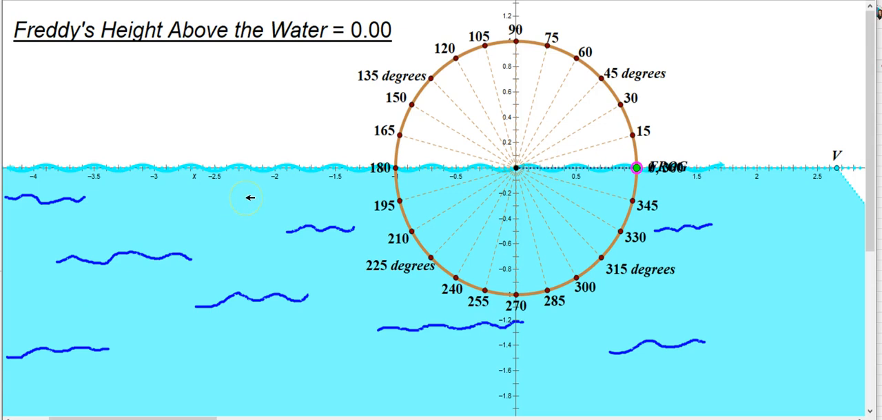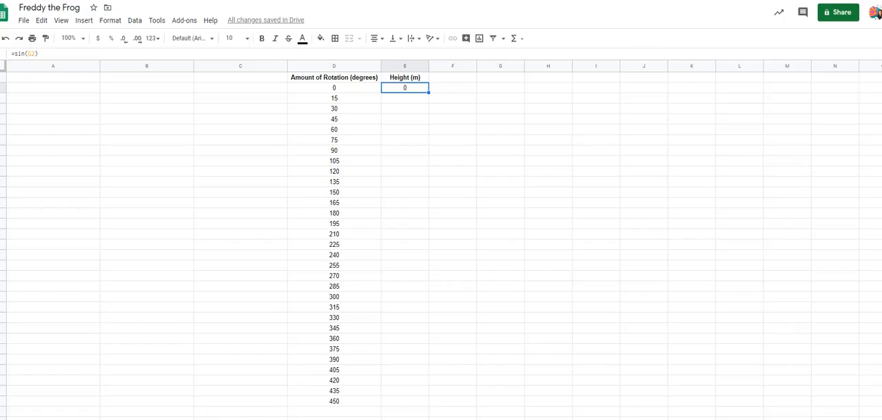So we're now going to look at this interactive application here. So here's Freddy the Frog right here, this green dot, and here he is. There's been no rotation. He's sitting on the right side at the water level. So his height is currently 0, and we can put that into a table here. So after no rotation, his height is 0.